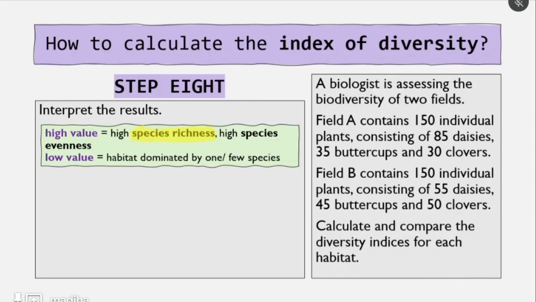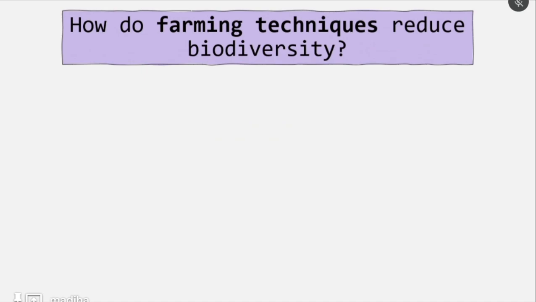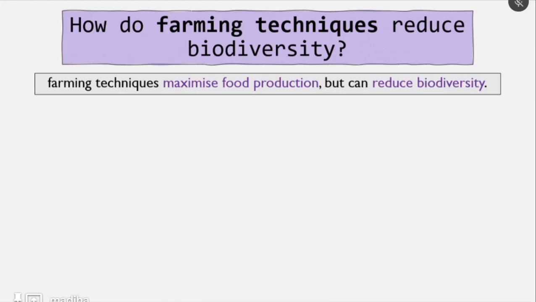But yeah, now we're going to move on to farming techniques. So this is the last part of the spec. It's very small. It's just something to have an awareness of, and it's quite similar to GCSE knowledge. So farming techniques are things that farmers do to maximise food production, but they can also have a negative impact on biodiversity. So I've put 3 examples here today.